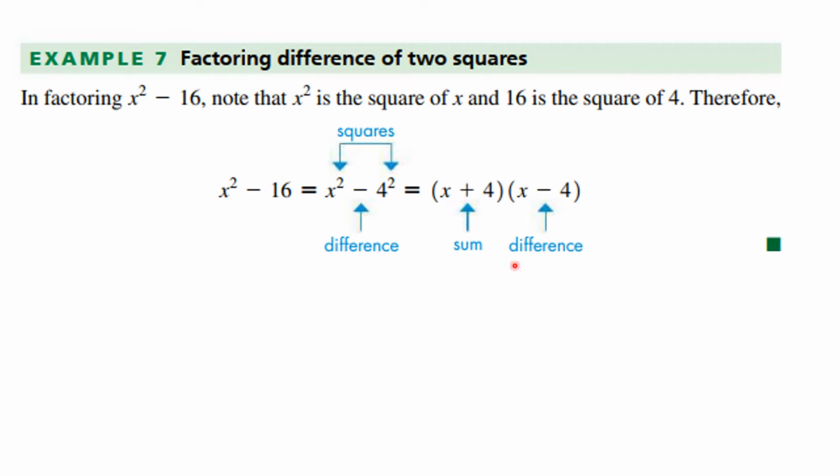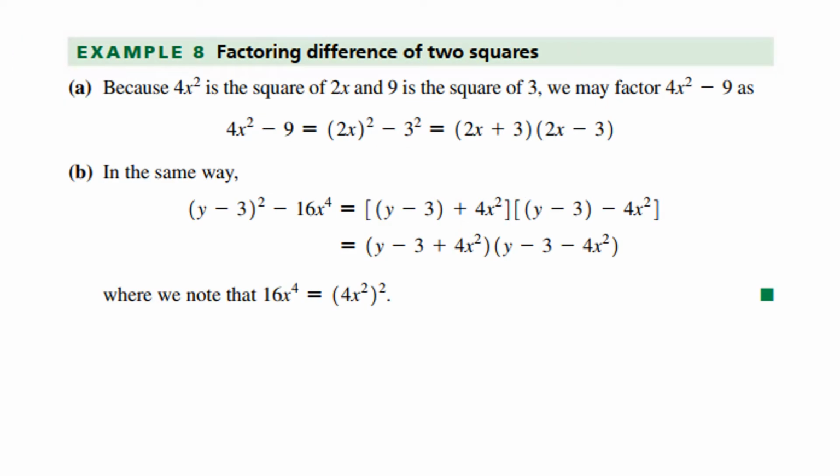Now let's talk about factoring, going the other way. Suppose we start with x squared minus 16. Then we want to realize that 16 is a perfect square, that is 4 squared. So this is of the form x squared minus 4 squared. And so from our pattern, this is going to be x plus 4 times x minus 4.